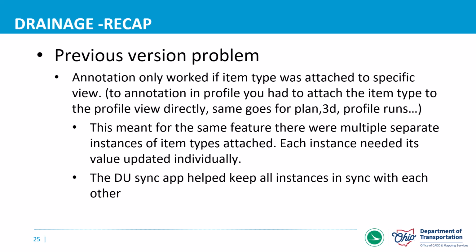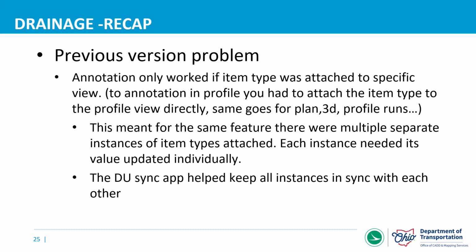attached to that specific view. So that means if you had a conduit, when you opened the profile view, you had to attach an item type instance directly to the profile view. And then you had to attach another instance directly to, say, the plan view or the cross-section view. All those were separate item type instances that you had to fill out the properties for each one. That really wasn't a great workflow, but that was kind of what we were stuck with in the software.